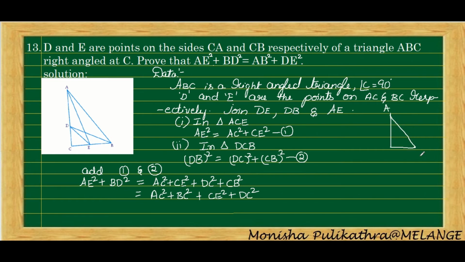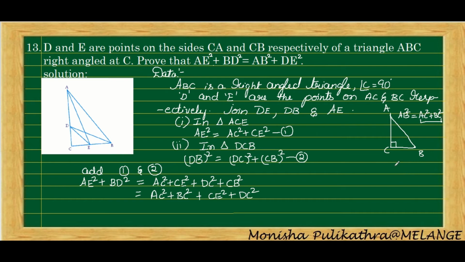In triangle ABC, if C is 90 degrees, then AB square, the hypotenuse square, is equal to AC square plus BC square. So instead of AC square plus BC square, what we can write? We can write AB square, right?